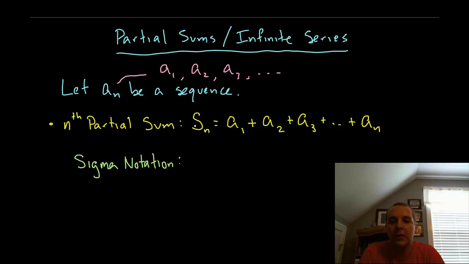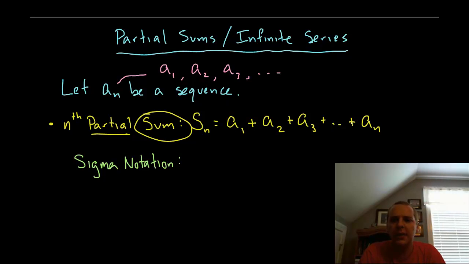So S sub 5 would be the sum of the first 5 terms of some given sequence, where S sub 10 would be the sum of the first 10 terms of a given sequence. We normally don't do that if it's just a sequence, but if you're adding them, then we change the name. We call it a sum. In this case, it's a partial sum. You'll see why we have the word partial in just a little bit.